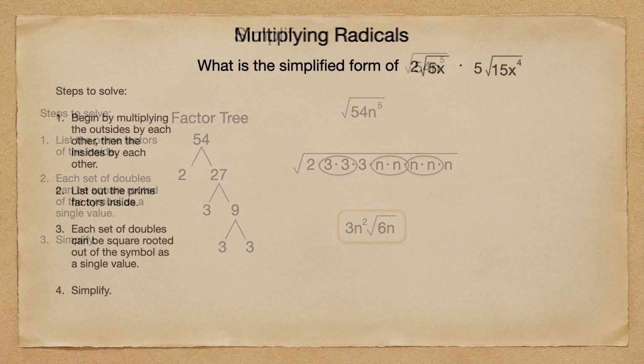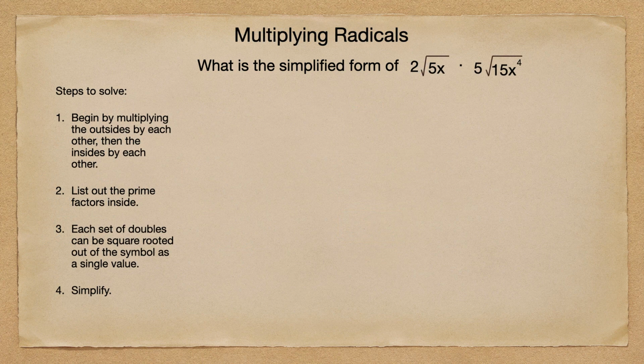Now let's take a look at multiplying radicals. We're going to begin by multiplying the outsides by each other, the 2 times 5, and then we're going to multiply the insides and have them in prime factor form. So we have 2 times 5 on the outside, and then we have the 5, the x, the 3 times the 5, which was our 15, and 4 x's.